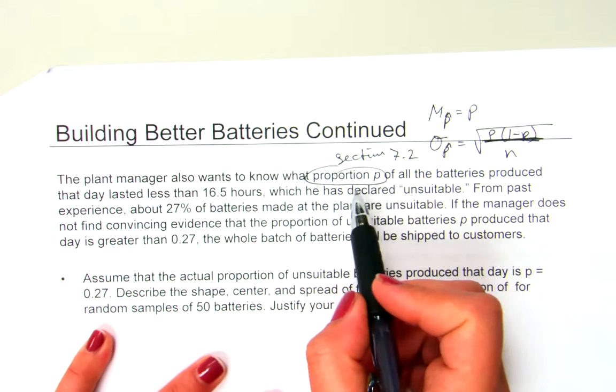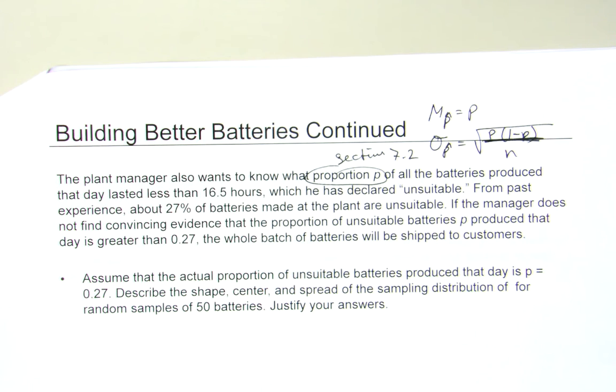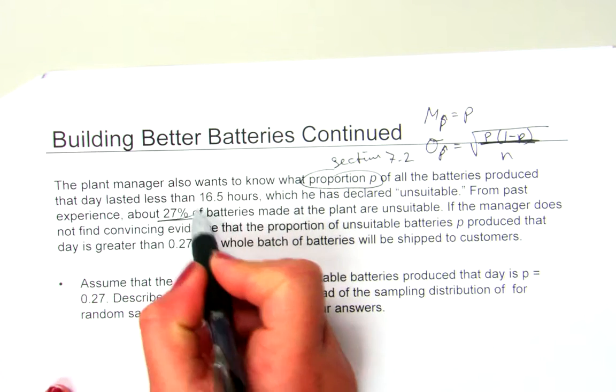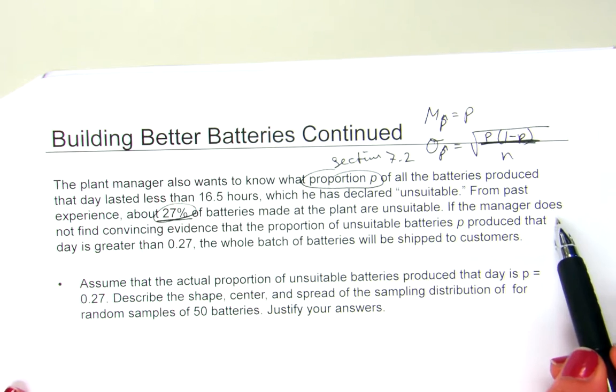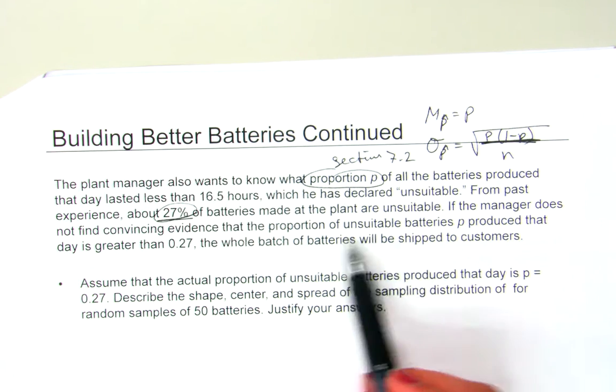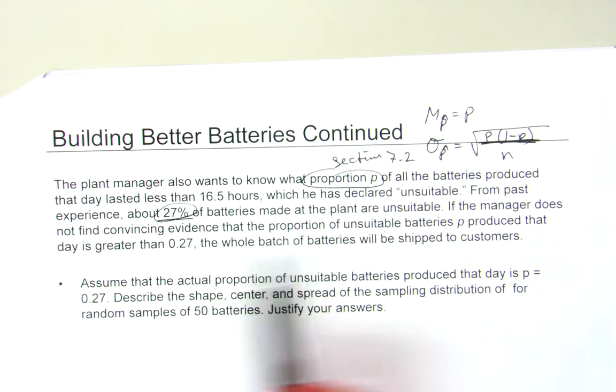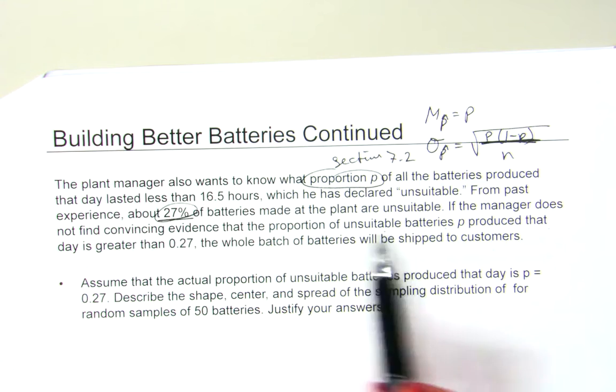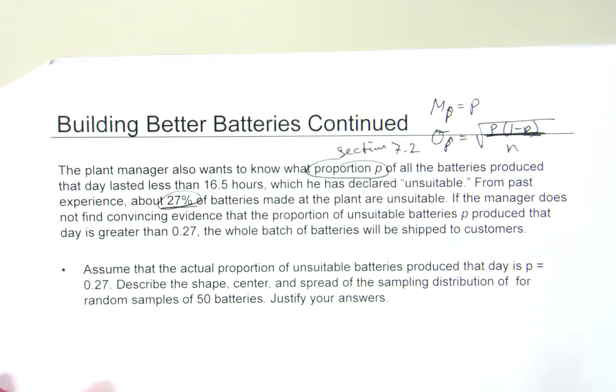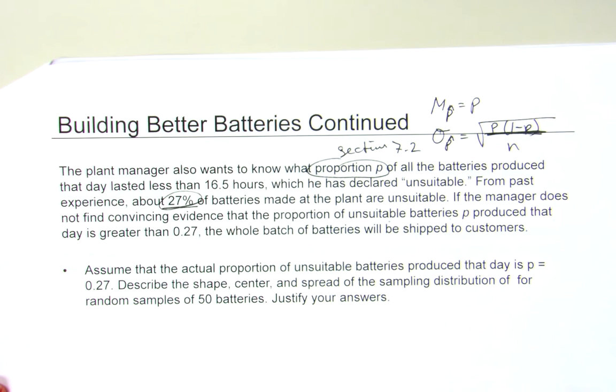Okay, so the plant manager wants to know what proportion of all batteries produced that day lasted less than 16.5 hours, which he has declared unsuitable. From past experience, about 27% of batteries made at the plant are unsuitable. Okay, and then if the manager does not find convincing evidence that the proportion of unsuitable batteries p produced is greater than 0.27, the whole batch is going to ship to customers. So basically, we want to know.